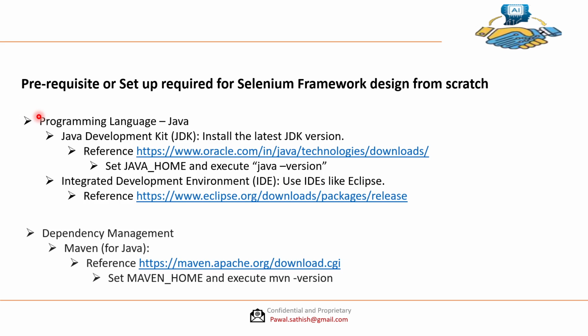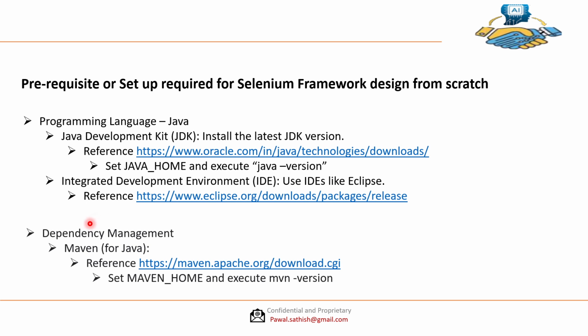Now, the first prerequisite or setup: we require a Java JDK. We can download the latest JDK from the oracle.com website. Once we install the latest JDK, we can set the JAVA_HOME environment variable, and we make sure Java is installed correctly using the java -version command. Then we also require an IDE. We can install the latest Eclipse IDE from eclipse.org.